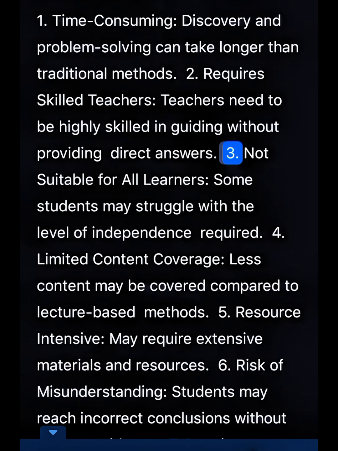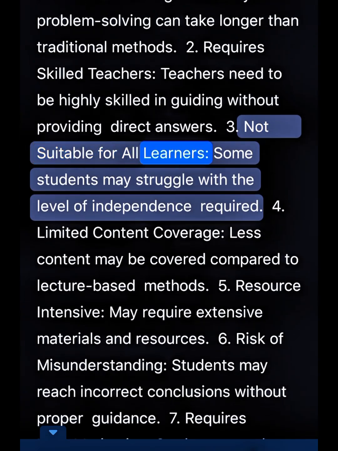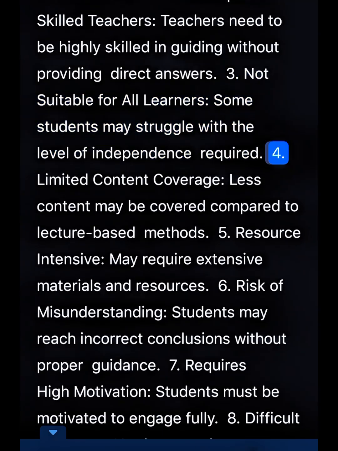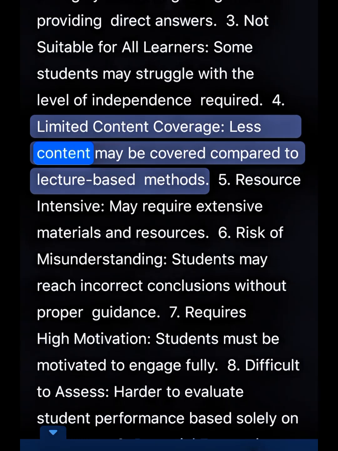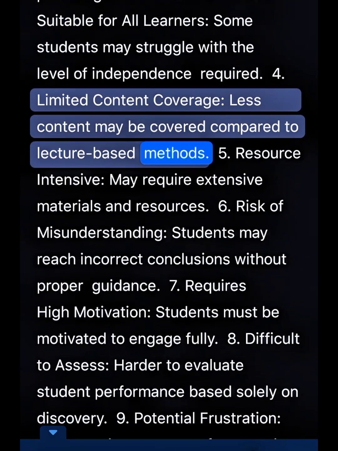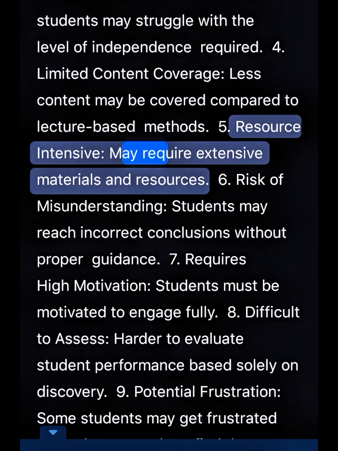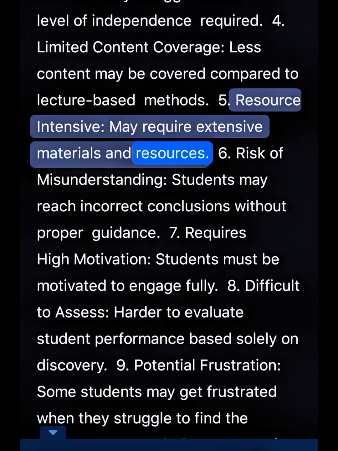3. Not suitable for all learners. Some students may struggle with the level of independence required. 4. Limited content coverage. Less content may be covered compared to lecture-based methods. 5. Resource-intensive. May require extensive materials and resources.